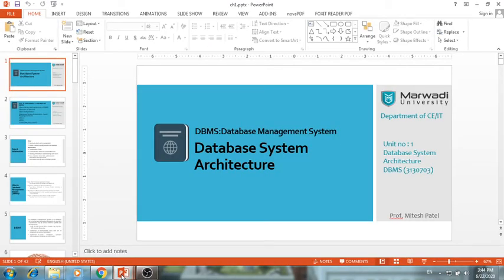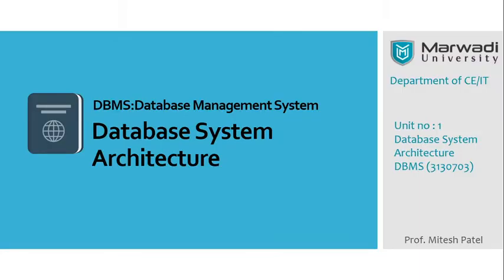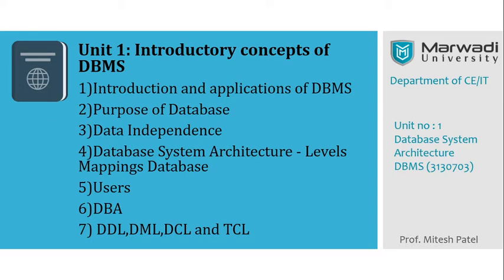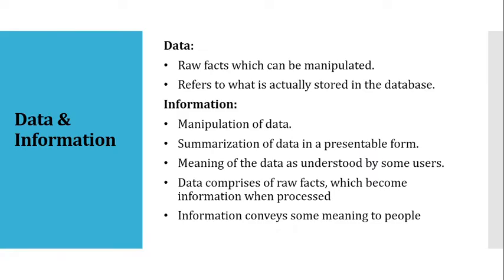First of all, unit number 1, database system architecture. Before starting, let's see the outline of this unit. First is introduction and application of DBMS, then purpose of the DBMS, data independency, then different levels of the database system architecture, then different users of the database system, then DBA, then DDL, DML, DCL, and TCL commands, and so on. So let's start with the very basic concept, data and information.